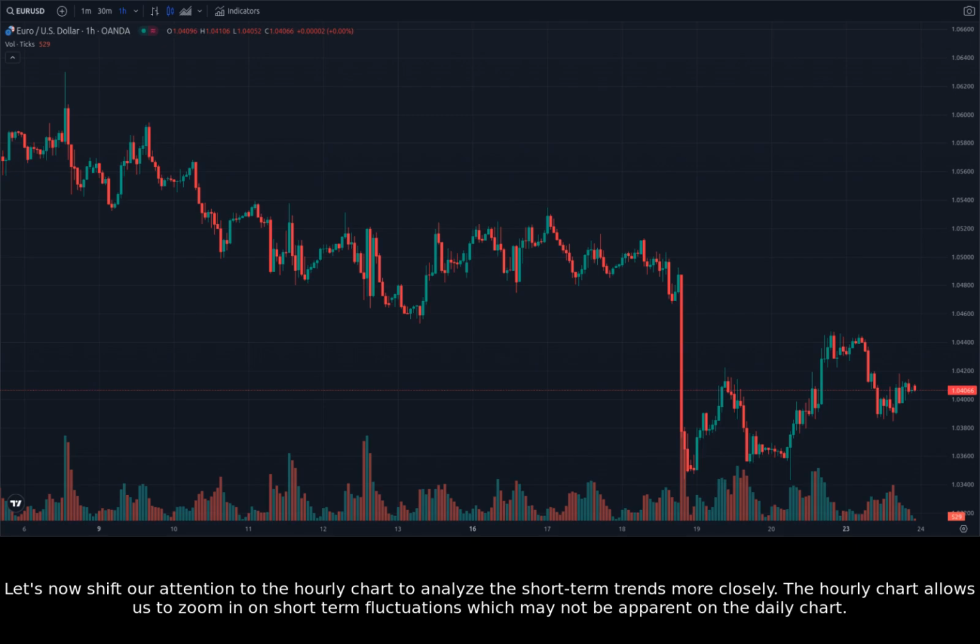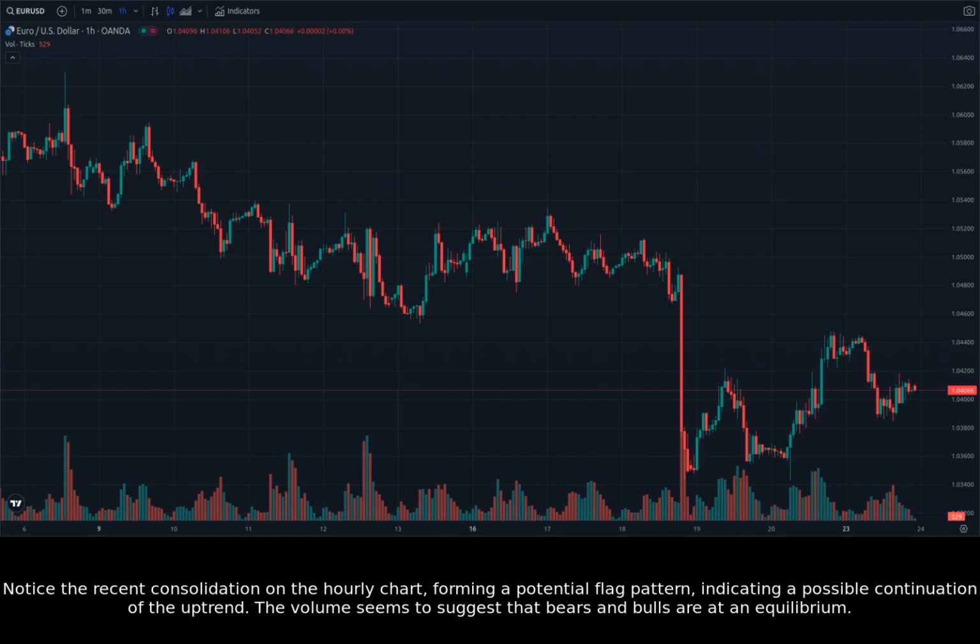Let's now shift our attention to the hourly chart to analyze the short-term trends more closely. The hourly chart allows us to zoom in on short-term fluctuations, which may not be apparent on the daily chart. Notice the recent consolidation on the hourly chart, forming a potential flag pattern, indicating a possible continuation of the uptrend. The volume seems to suggest that bears and bulls are at an equilibrium.